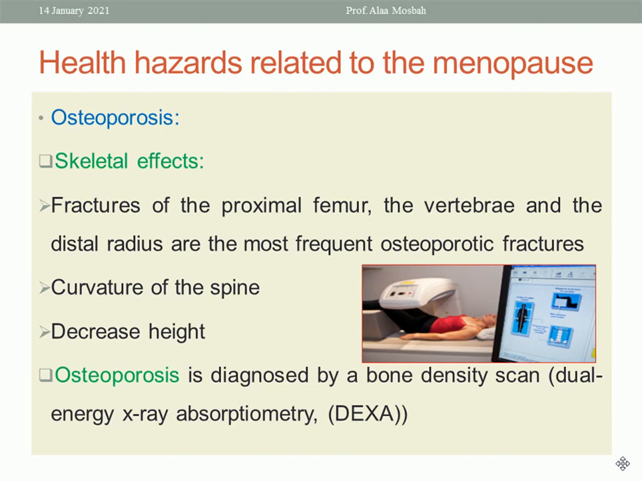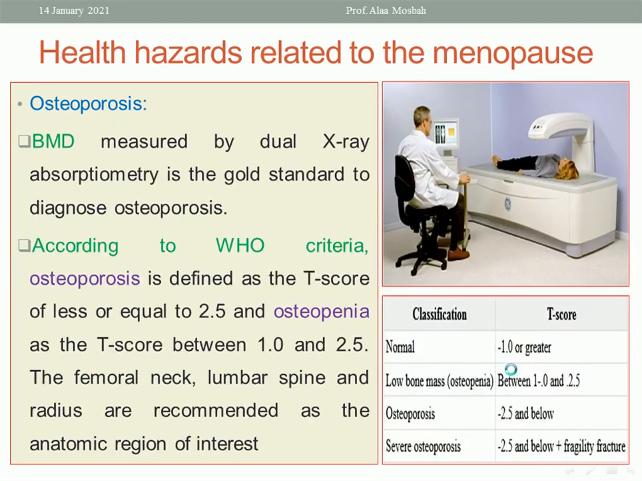It is diagnosed by bone density scan, as in this picture. This is DEXA, dual energy X-ray absorptiometry. This is the machine, and this is the screen, and we measure the score. So as you see in the picture, this is the DEXA for bone density scan. And according to WHO criteria, looking at this table, we can define the normal, the osteopenia, the osteoporosis, the severe osteoporosis.